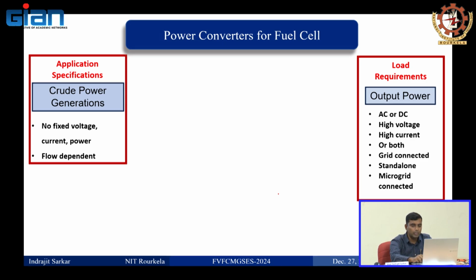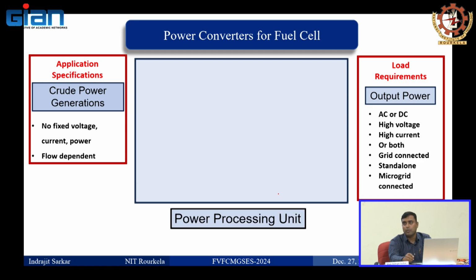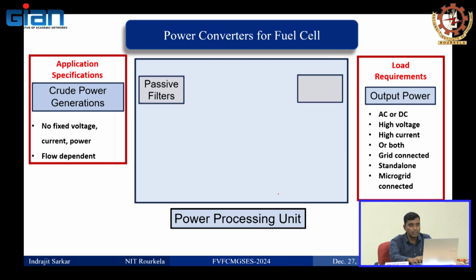So what you need is a power converter. So you need a power processing unit. The components of a power processing unit: first and foremost, you need filters. Now as I was mentioning about battery, in battery what happens?